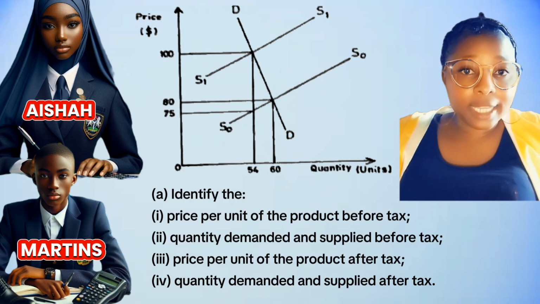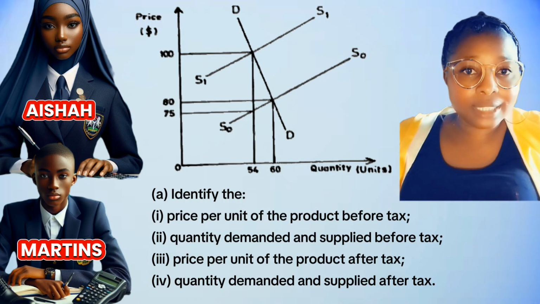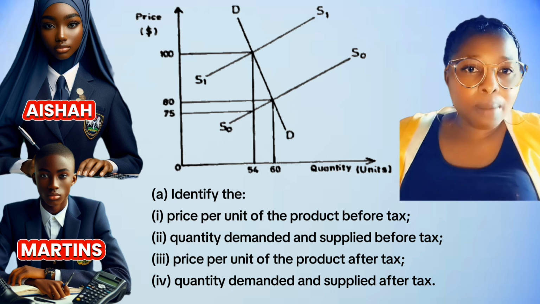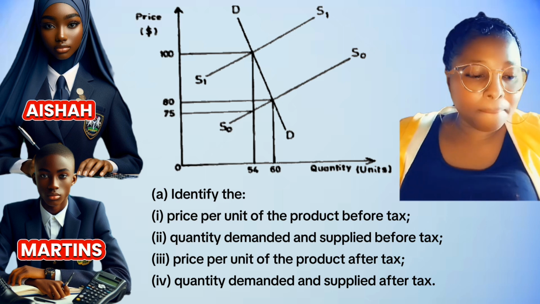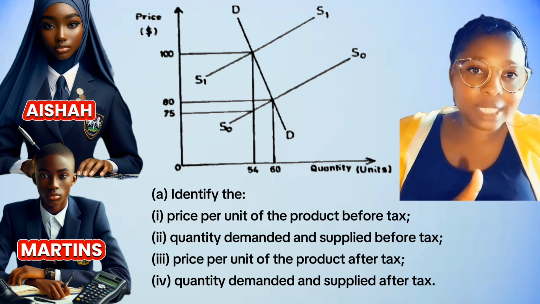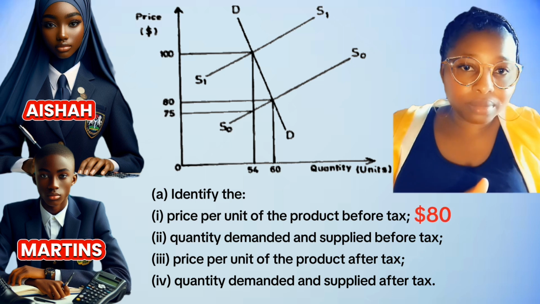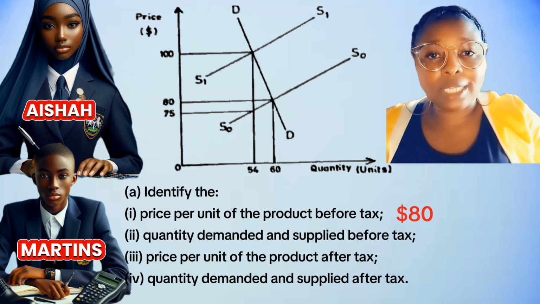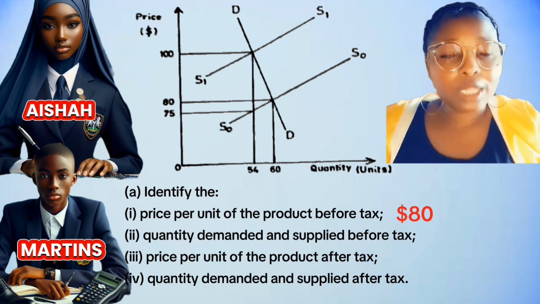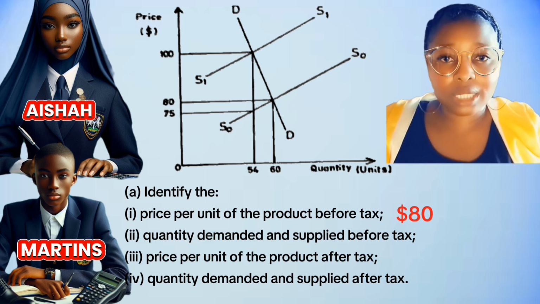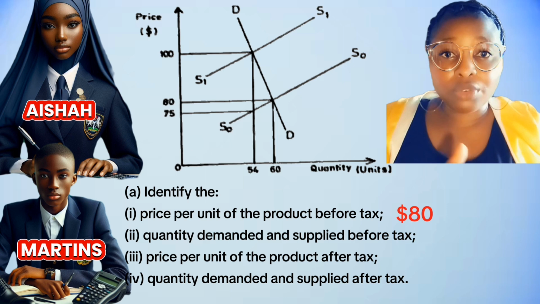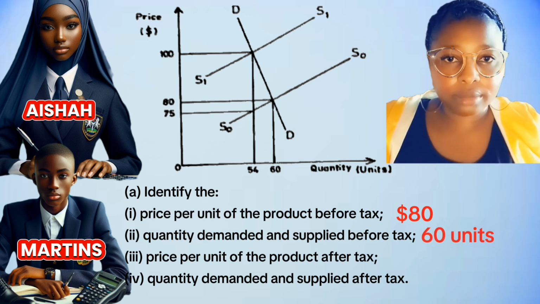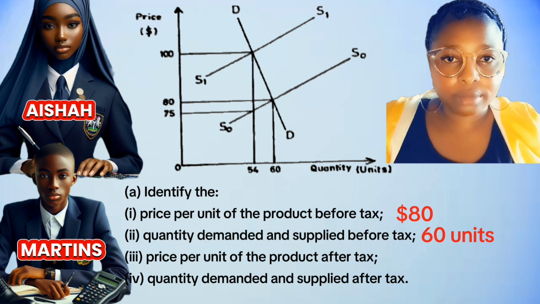Now, 1A, it said identify the Roman figure 1 price per unit of the product before tax. Price per unit, I already said it before. Price per unit before tax is $80. Roman figure 2, quantity demanded and supplied before tax. Okay, what's that, Aisha? The quantity demanded and supplied before tax is 60 units.